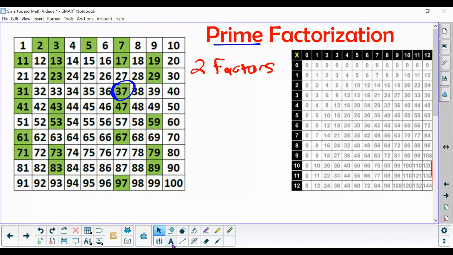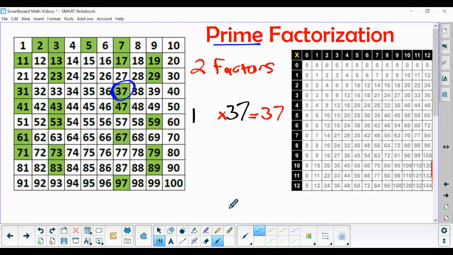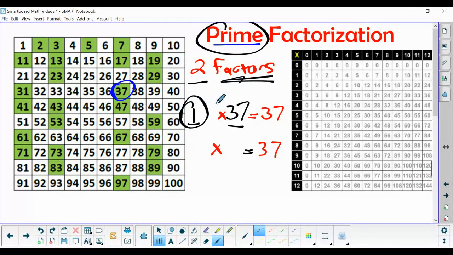Let's pick any other number that's green. Let's go with 37. So what two numbers multiply to give me 37? 1 and 37. Is there any other two numbers I can multiply to get 37? Like, can I multiply 2 times something to give me 37? Nope. Can I multiply 6 times something to give me 37? Nope. There is nothing. It's only these two.